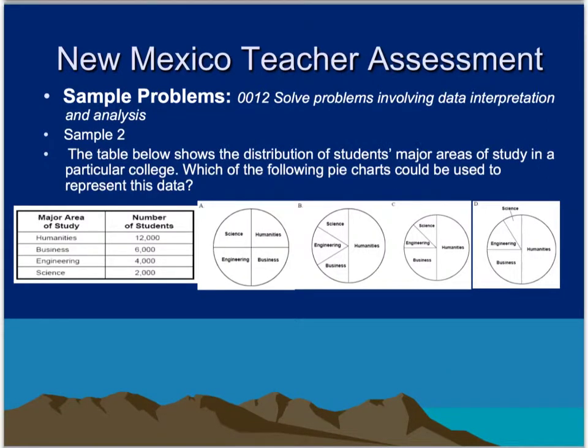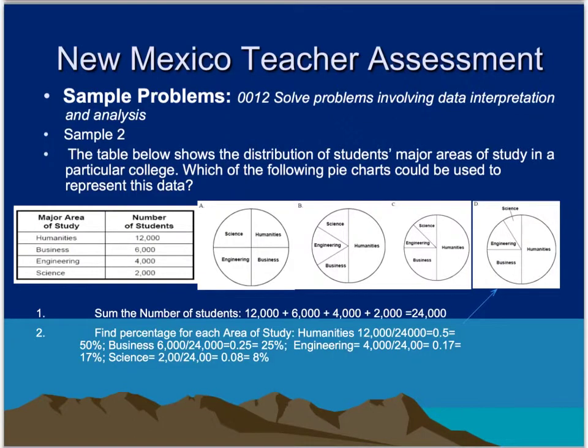Sample number 2. Please take a few moments to read the problem. The first step you do to solve this problem, you add up all the areas of study. After adding up all the areas of study, you obtain a total of 24,000. Then you solve for the percentage of each individual subject of study. If you look at the slide, step number 2, you will see all the work done.